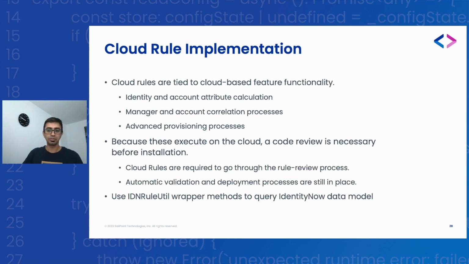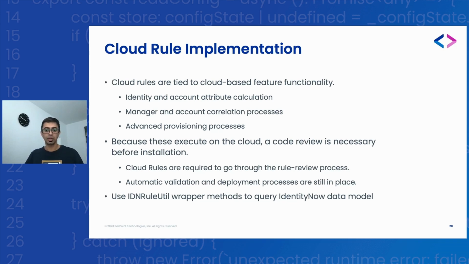So these cloud rules typically need to query the IdentityNow data model in order to complete the task, right? Access to any of these IdentityNow data is read-only, and we cannot make any calls outside of IdentityNow because they don't have access to the virtual appliance, right? Because they are executed on the cloud and they are embedded in the microservices, a code review is necessary, right, for the cloud rules. So the cloud rules are still required to go through the rule review process, but we have some automated validation and deployment process.